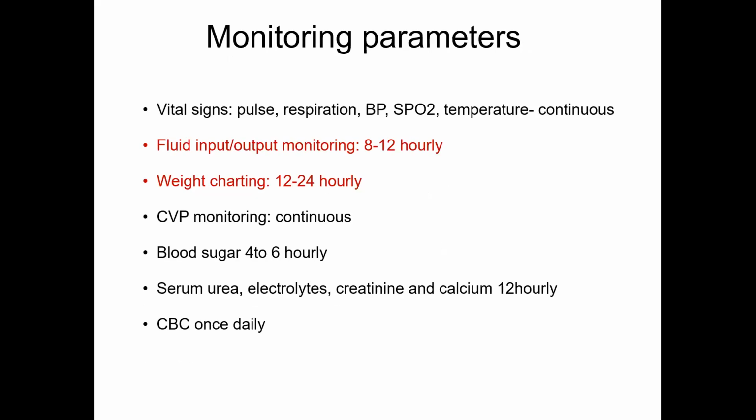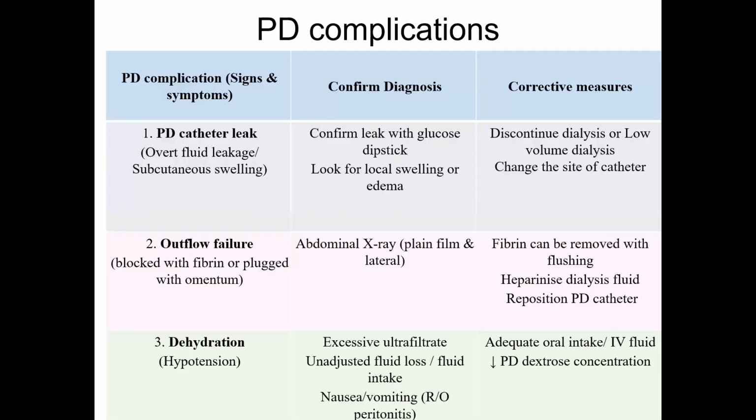Now, what are the monitoring parameters we have to do before, during, and after peritoneal dialysis? We have to continuously monitor vital signs like pulse, respiration, blood pressure, saturation, and temperature. 8 to 12 hourly monitoring of fluid input and output. Weight charting should be done 12 to 24 hourly. Continuous central venous pressure monitoring should be done. Blood sugar monitoring 4 to 6 hourly or as per the glycemic status of the baby. Serum urea, electrolytes, creatinine, and calcium 12 hourly monitoring should be done, and CBC can be done once daily.